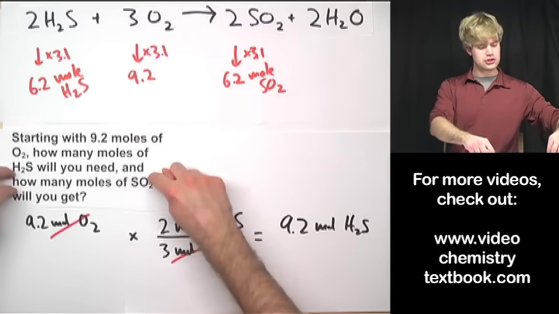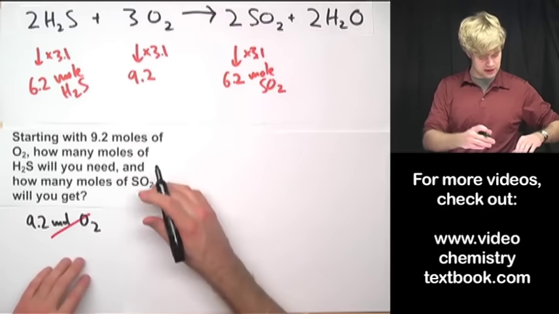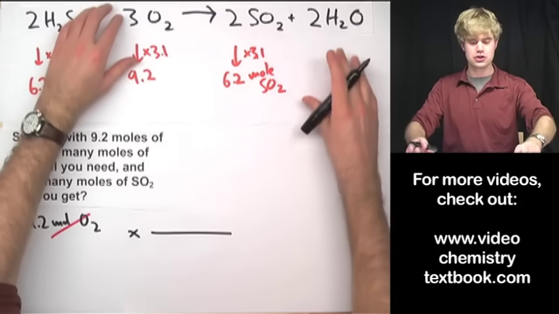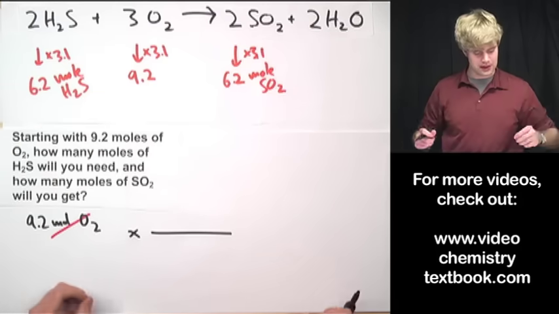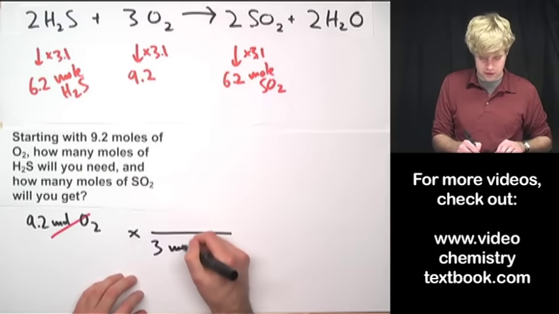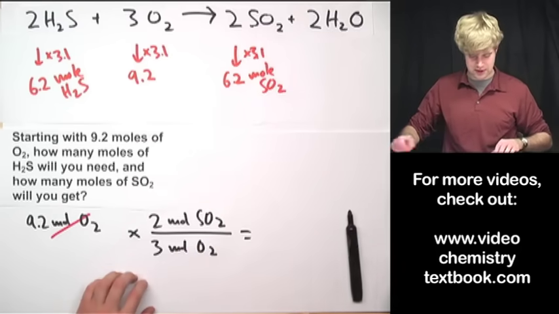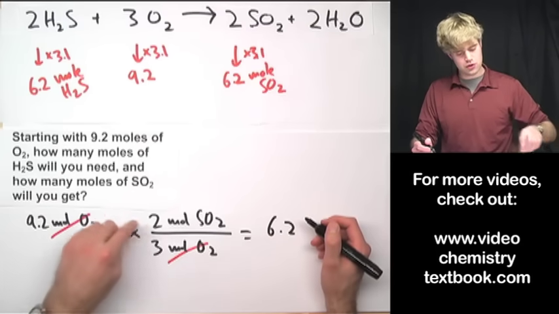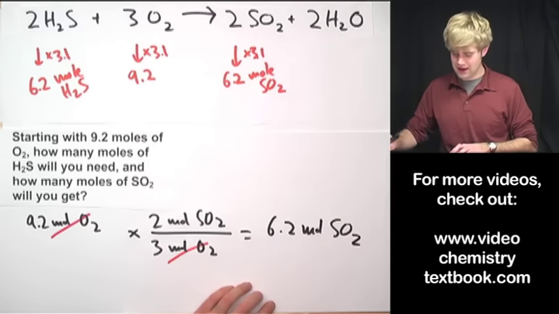And now let's just show how we can do this with the moles of SO2. It's going to be the exact same thing. I'm not even going to get rid of this thing that's all canceled out here. I'm going to multiply it by a conversion factor that relates oxygen here and SO2 here. Again, 3 moles of this to 2 moles of this. So 3 moles O2 goes on the bottom, and 2 moles SO2 goes on the top. Cancel this out already. This is canceled out. And after I do the math, 9.2 times 2 divided by 3 equals 6.2 moles of SO2.